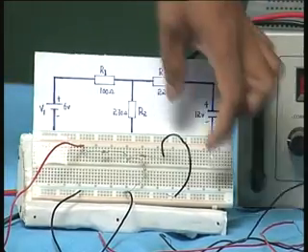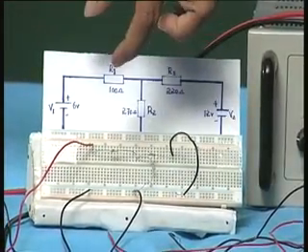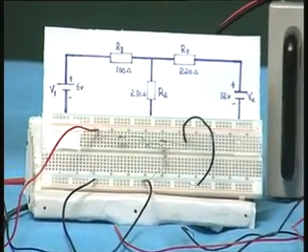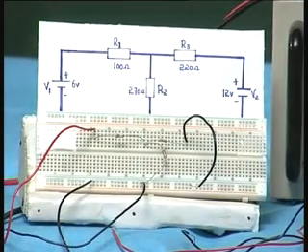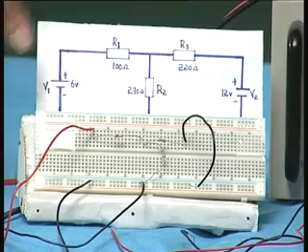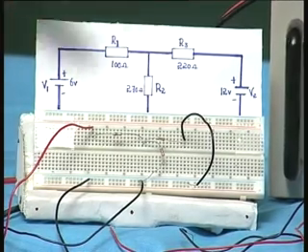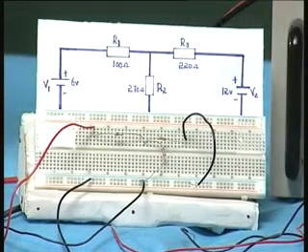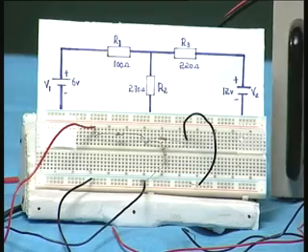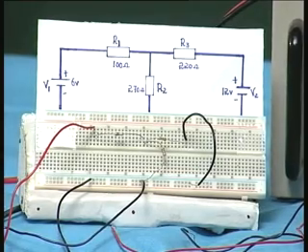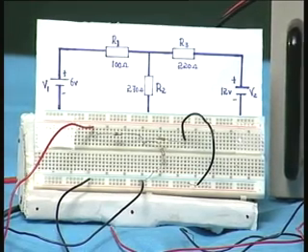Similarly, I can measure the effective resistance from this side also, and then I can compare with the calculations that I have done already. So I have briefly shown you how the superposition theorem can be verified by having two power supplies and resistors, and we have seen that it exactly follows the idea that we already looked at.